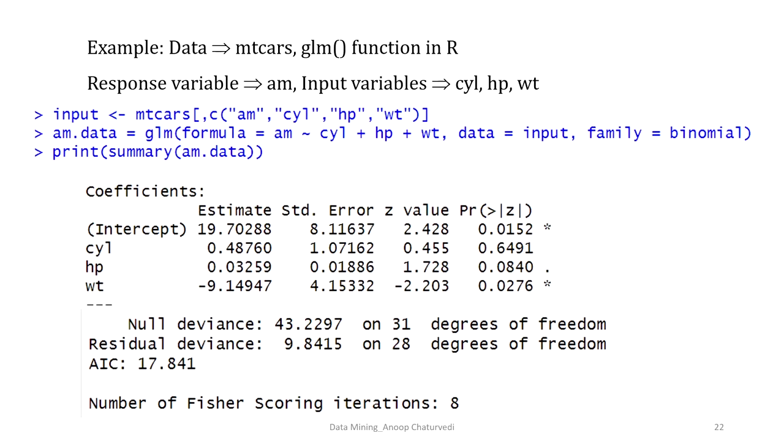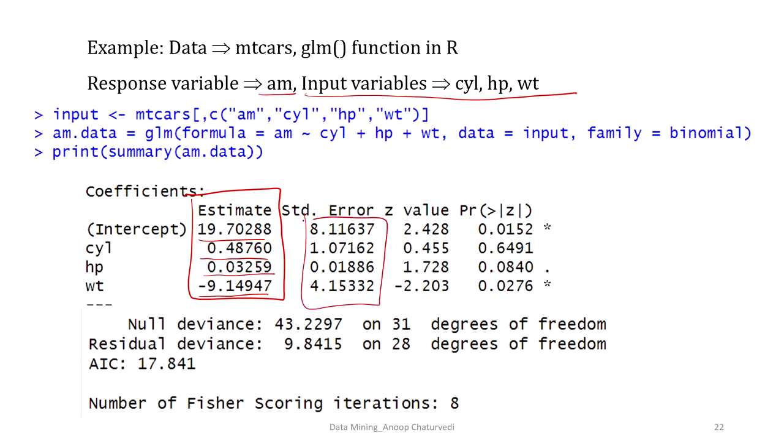Now, again we consider this example of the mtcars data. Here your response variable is AM, which is a dichotomous variable, and your input variables are CYL, number of cylinders, HP and WT. So, first we fit a logit model and then we get these estimates for the coefficients in the logit model: the intercept, the regression coefficient corresponding to the number of cylinders CYL, the regression coefficients corresponding to HP and WT, and then you have the corresponding standard errors here, Z values, and these are the P values.